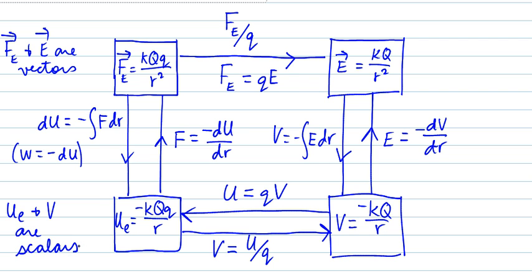So one way that we can kind of organize our thoughts is to think about how the two vector quantities are related and how the two scalar quantities are related. And also, if you want to get back and forth between vectors and scalars, you have to do a calculus thing, whether it's a derivative or integral. And if you want to go just from a vector to another vector, we're multiplying or dividing by a constant. In this case, the test charge little q.